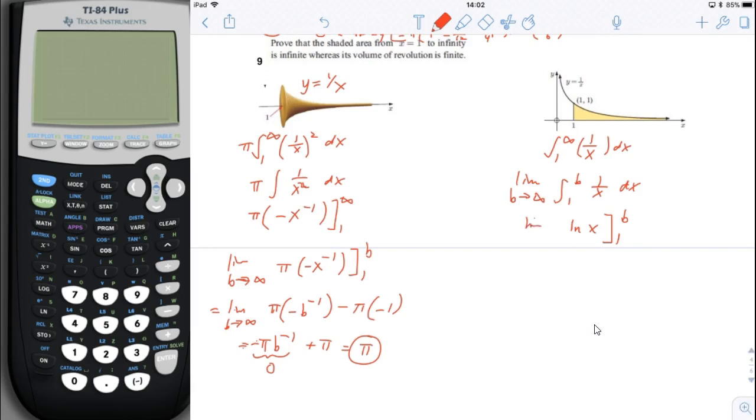So this is still a limit, right? And now I'm going to plug in the b, so I get natural log of b minus the natural log of 1. Natural log of 1 is just 0, because any base log of 1 is always 0. And so basically the answer is natural log of b, and then we put infinity in for b, and the natural log of infinity is just infinity. So it does not converge. So yes, the volume is indeed infinity. We just confirmed that.